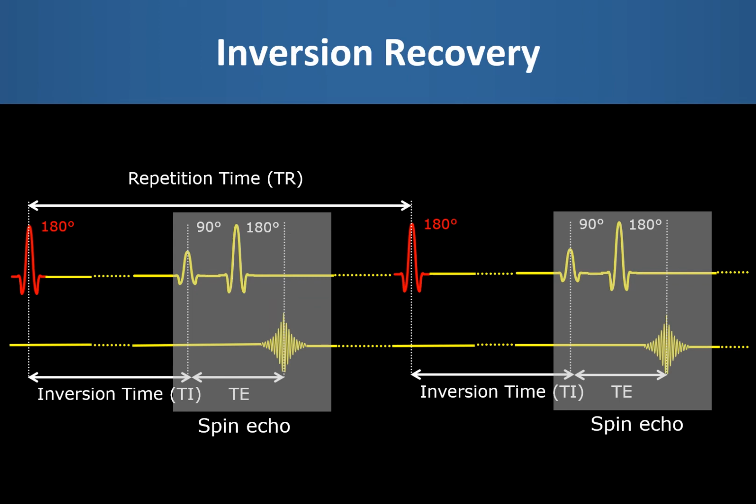A modification of the spin echo is the inversion recovery sequence. This starts with a 180-degree inversion pulse, which inverts the net magnetization from being along the positive z-axis to the negative z-axis. We then wait a time from the end of that pulse to the excitation pulse of the spin echo sequence. This time is known as the inversion time, during which the magnetization will recover due to T1 relaxation. The recovered magnetization will then be detected in the transverse plane using the spin echo sequence.